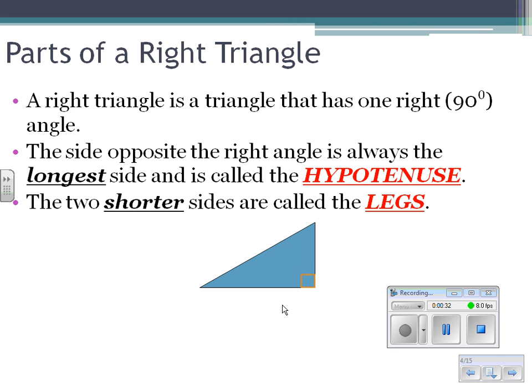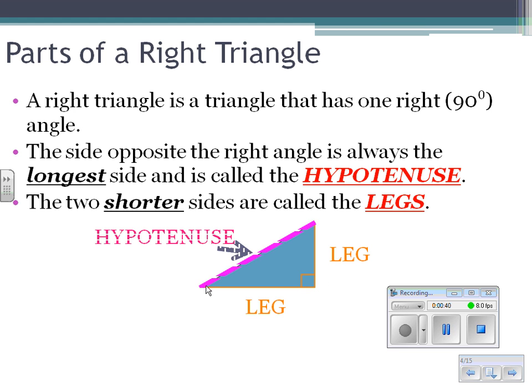So if we take this as our right triangle, you can see we have a right angle. This one shorter side is a leg. This shorter side is also called a leg. The longest side, which is the side across from the 90-degree angle, is called the hypotenuse.